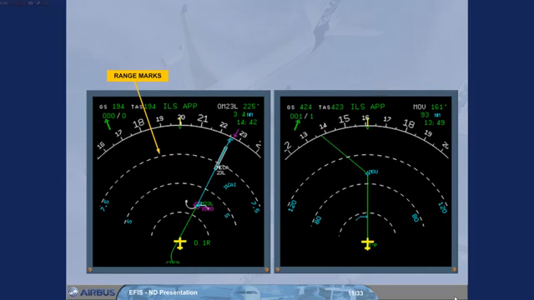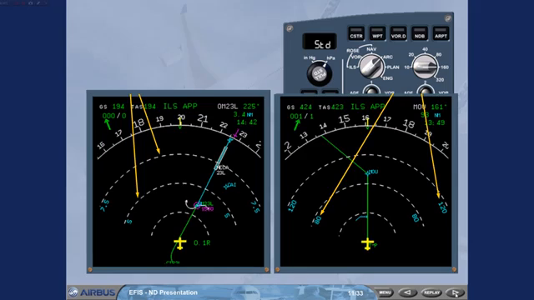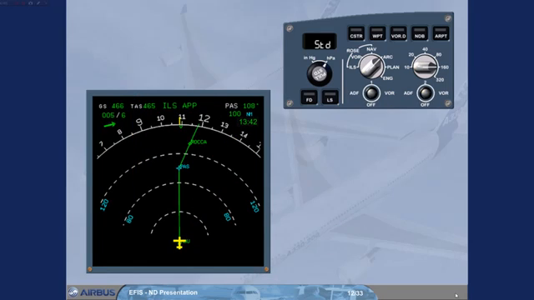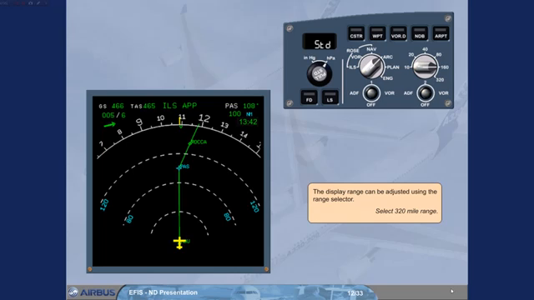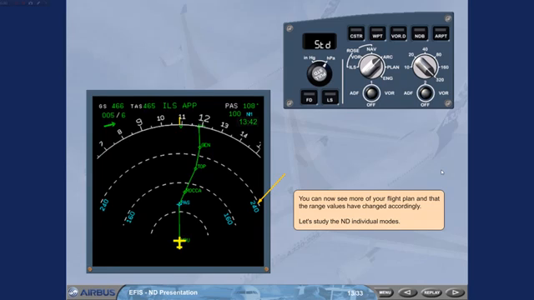Range marks are displayed by white dotted lines, while range values are depicted in blue. The display range can be adjusted using the range selector. Select 320-mile range. You can now see more of your flight plan and that the range values have changed accordingly. Let's study the ND individual modes.